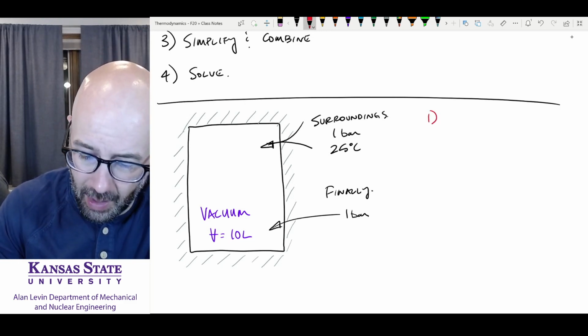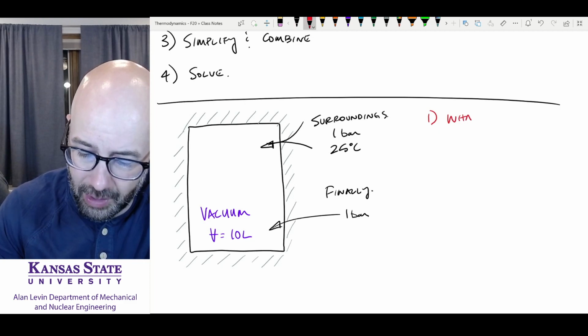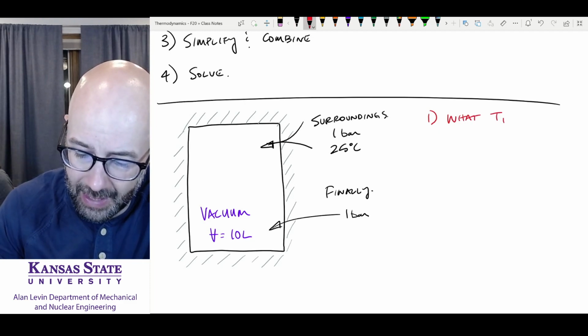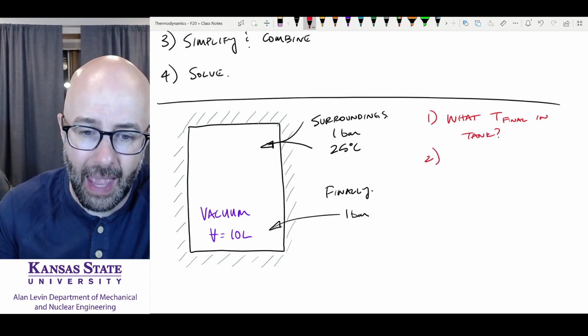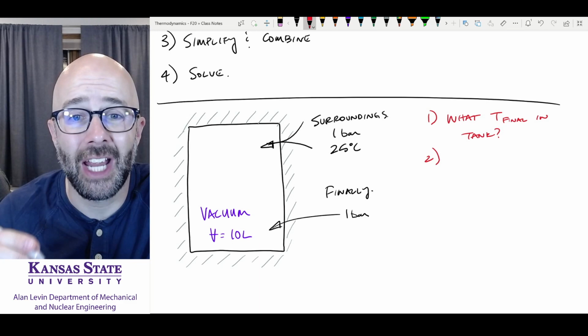And we want to find out 2 things. Number 1, what is the final temperature? What is T final in the tank? And 2, how much air leaks in? How much air leaks in?